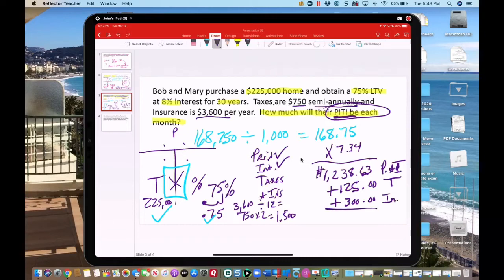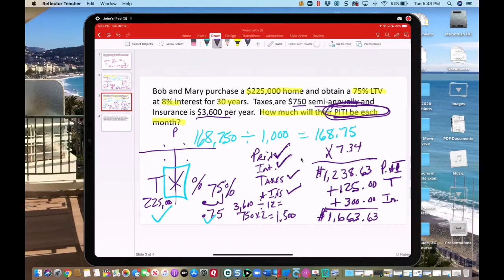And now we can add 300 plus 125 plus 1,238.63, and we get 1,663.63. So that would be your answer. And again, that is because they want to know what is the principal, interest, taxes, and insurance.